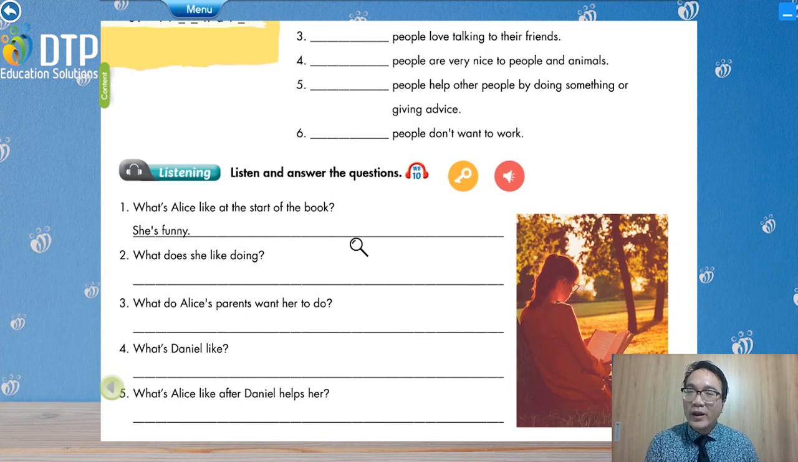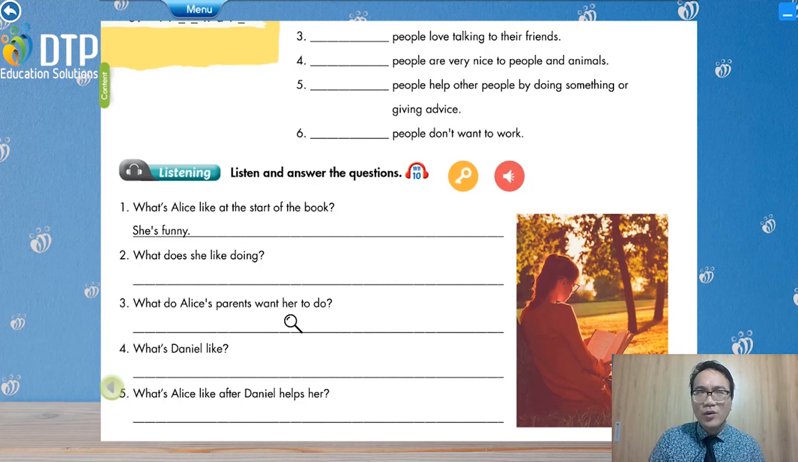What does she like doing? It's about her hobbies. You can take a look at the photo. What does she like then? Yay, she likes reading books. Okay, maybe we just guess. How about number 3? What do Alice's parents want her to do? They want her to stay at home. They want her to read books every day. They want her to take care of the animals. They want her to do housework. They want her to study at home. So what do her parents want her to do, right?